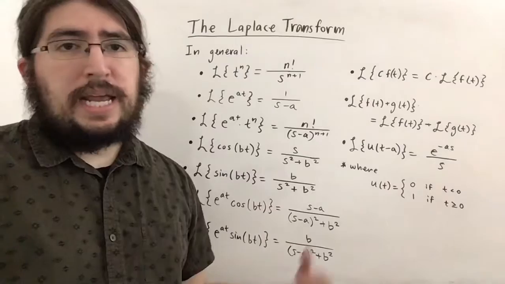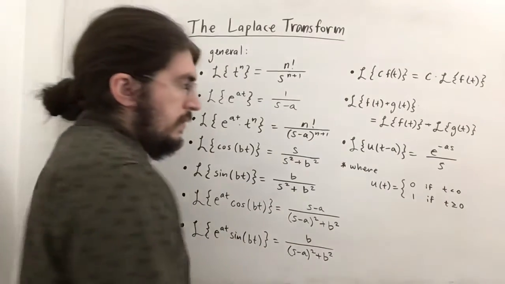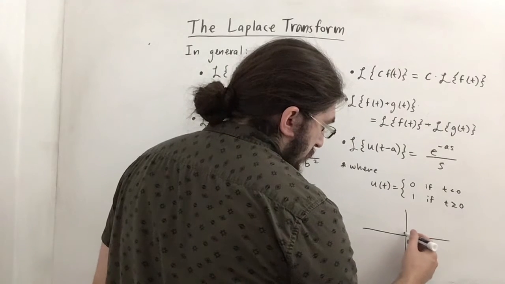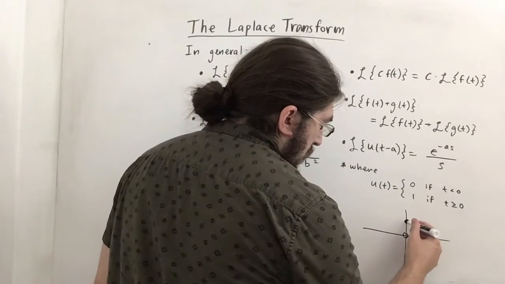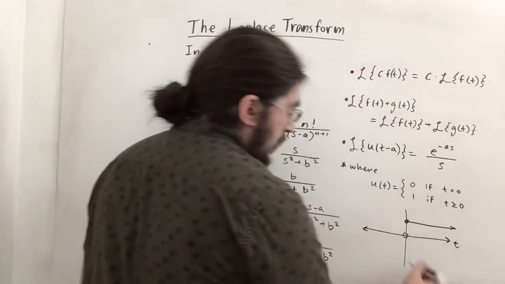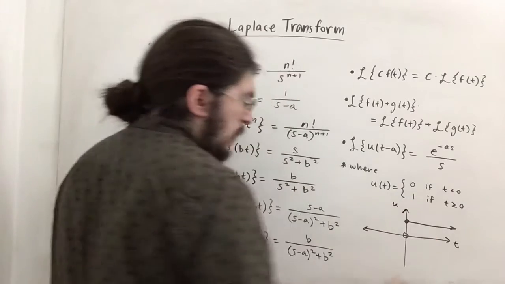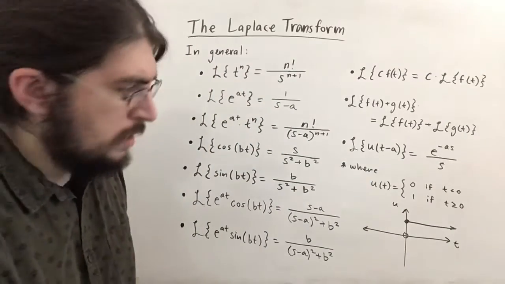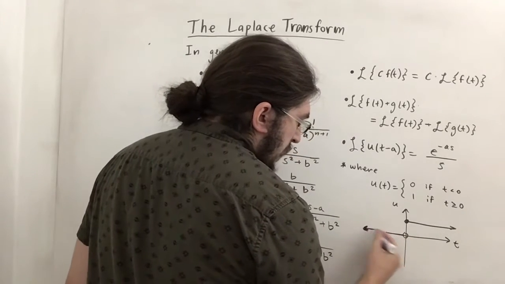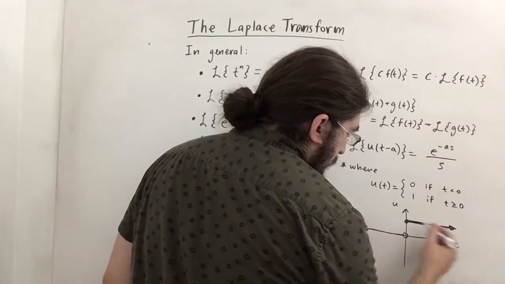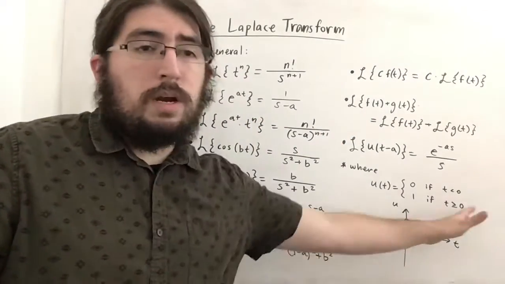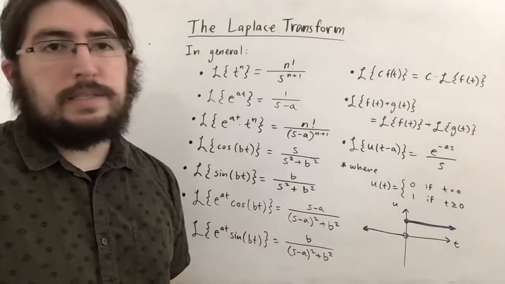Basically, it's 0 when t is negative and 1 when t is positive or equal to 0. So the function actually looks like this. This is the t axis, and this would be the u axis. So u of t has this strange property that we're on this line when t is negative, and we're on this line when t is positive. That's why I say all or nothing. Either it's 1 only when it's positive, or it's 0 when it's negative.